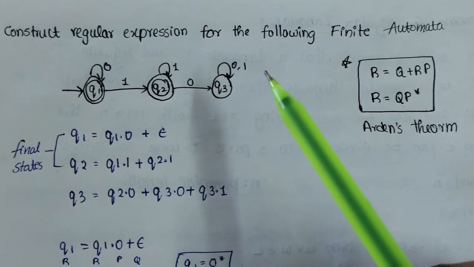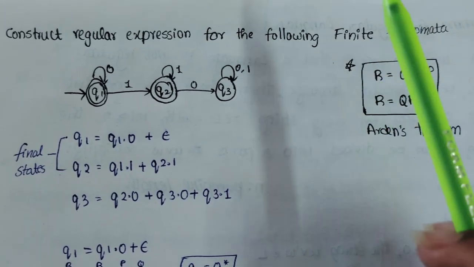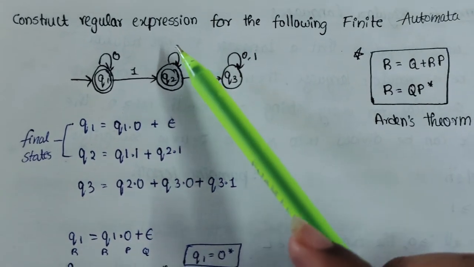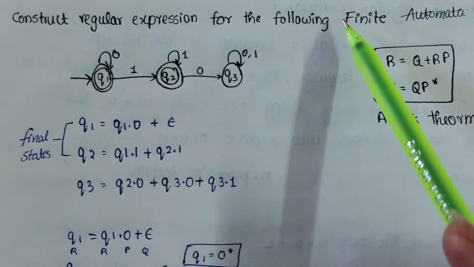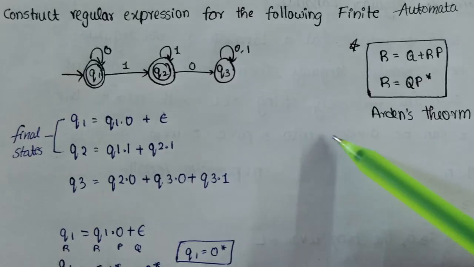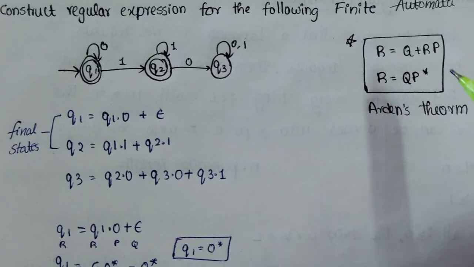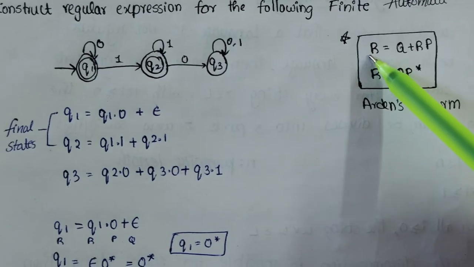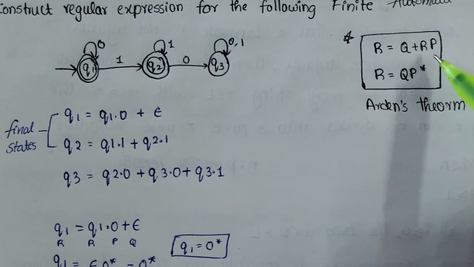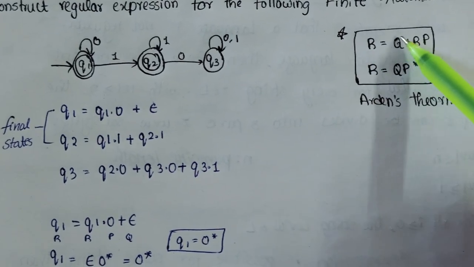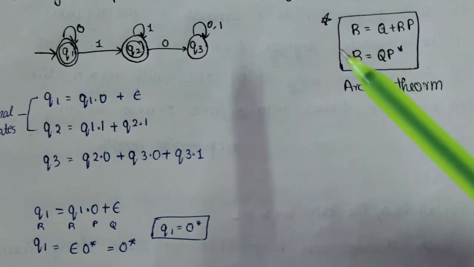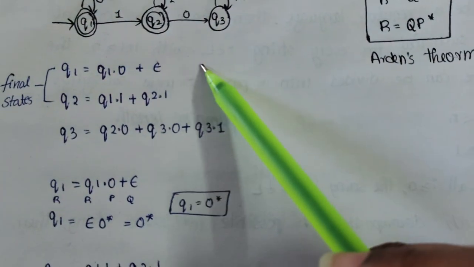In the previous video, we discussed how to convert finite automata into regular expressions. In this video, let us discuss how to convert finite automata into regular expressions, using Arden's theorem. If our equation is in the form R = Q + RP, then the regular expression of that equation is R = QP*. Let us solve it through an example.